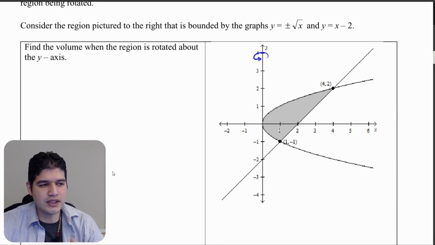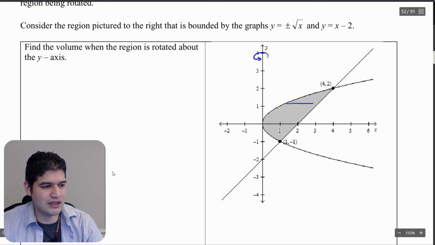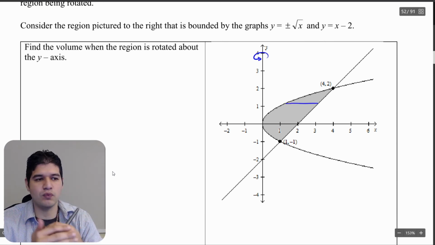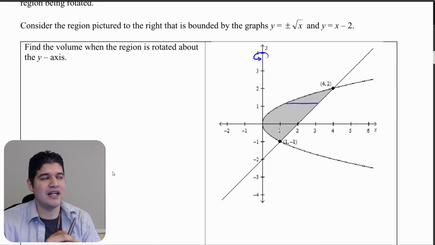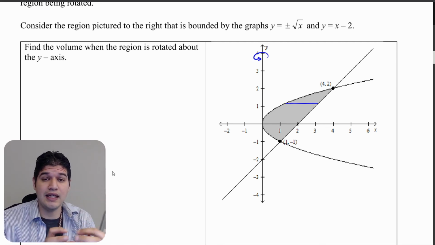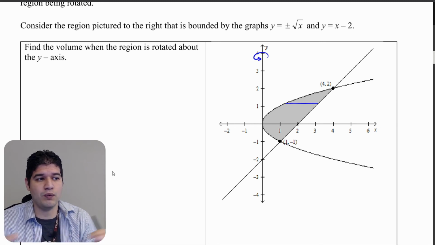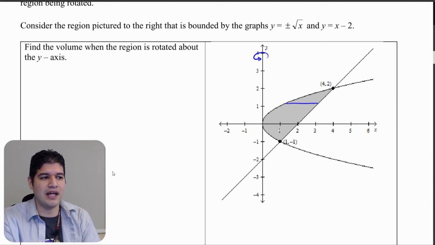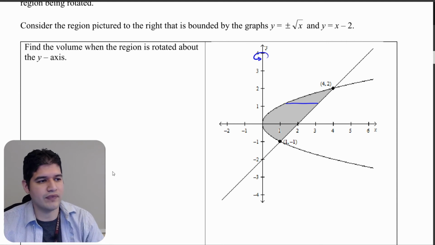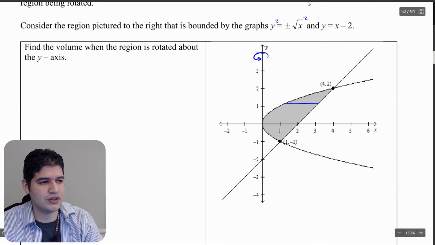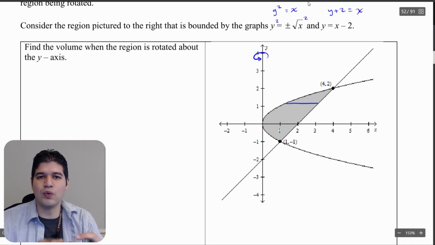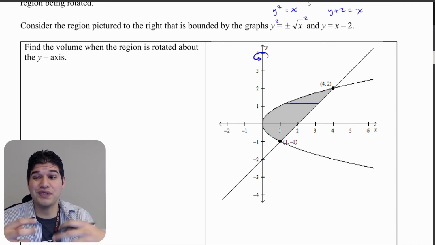But what you need to notice is that, since I'm rotating around the y-axis, my slivers are going to be this direction. We're going to have a change in y. The only way I can have something with the change in y, dy, is if all my functions are in terms of y. Well, right now I have y in terms of x, so I need x in terms of y. In order to do that, I'm just going to square both sides here. So I'm going to have y squared equal to x, and then here I need to add 2 to both sides, so I'm going to have y plus 2 equal to x. So that's what we're going to use. I'm going to use these in terms of y.